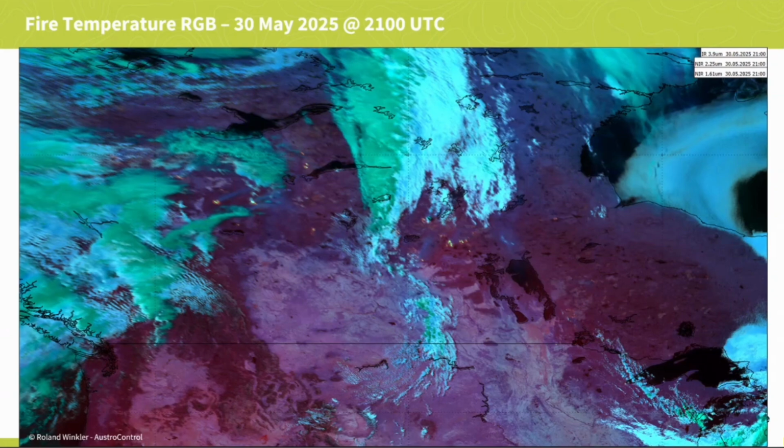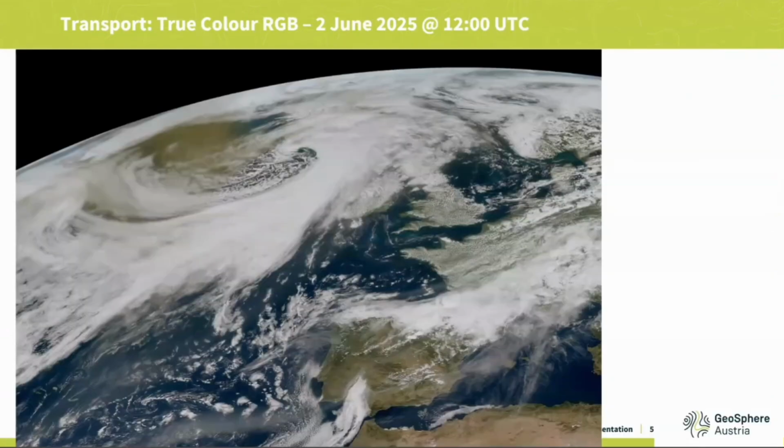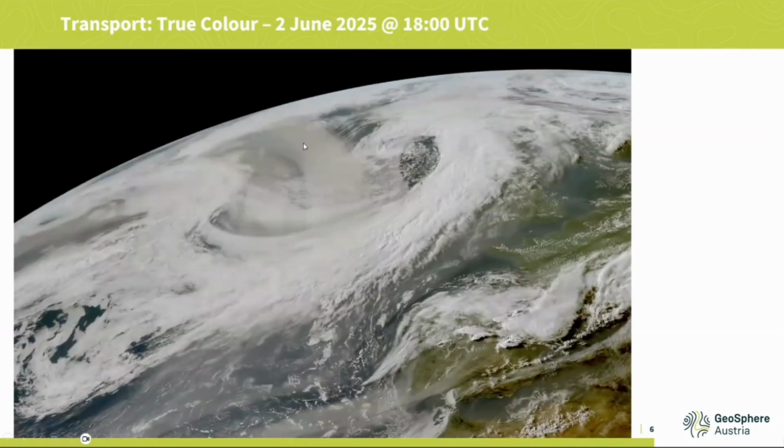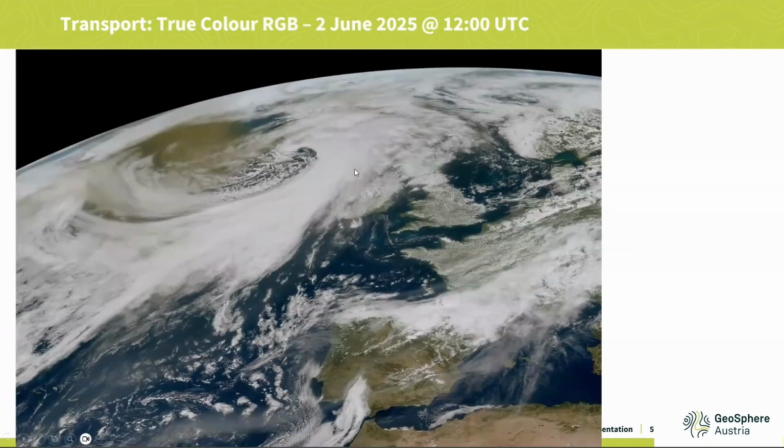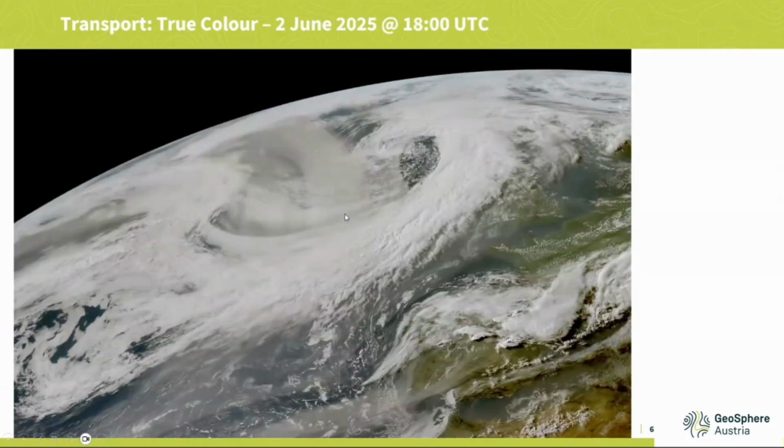This is the end of May, both images, and then a little bit later, 2nd June, we have the transport over the Atlantic towards Europe, and you see it here in this True Color image. Here, this brownish color at 12 UTC. And interestingly, if you look a little bit later, you see again the transport of smoke, but the color changes. And I think this difference between brown and this more whitish color is the same constituent.